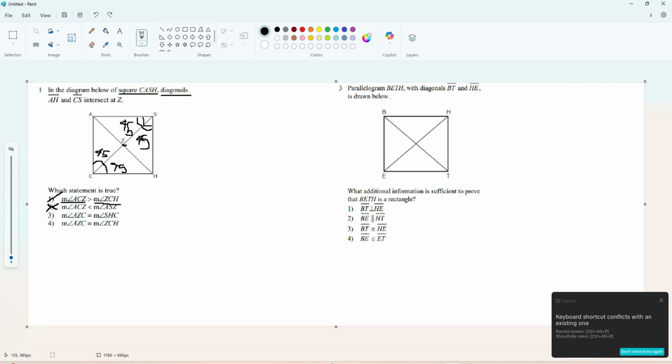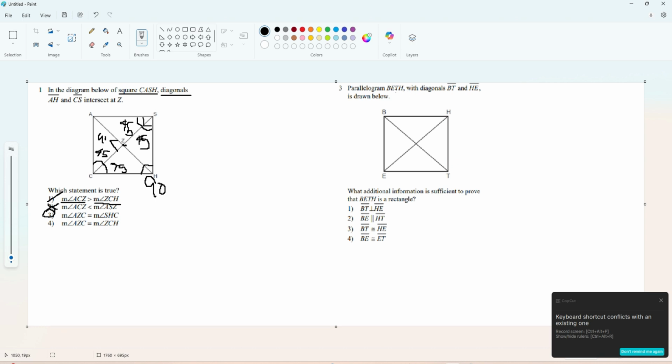Measure of AZC is equal to SHC. Now, SHC is 90 degrees, while we know that AZC, where's AZC? AZC would be 90 degrees. Now, the diagonals of a square perpendicularly bisect each other. So, it creates a 90-degree angle, meaning that answer choice 3 is correct. Now, let's move on to our next question.